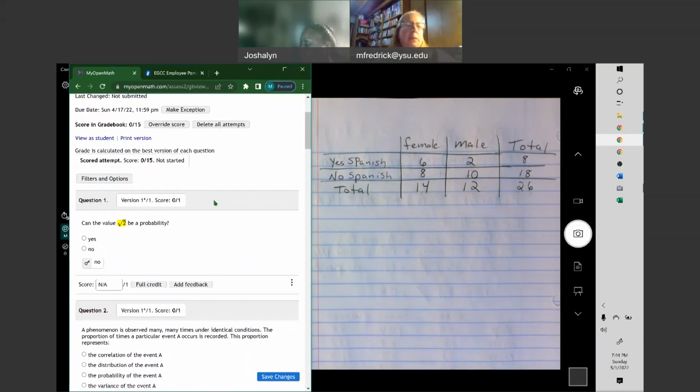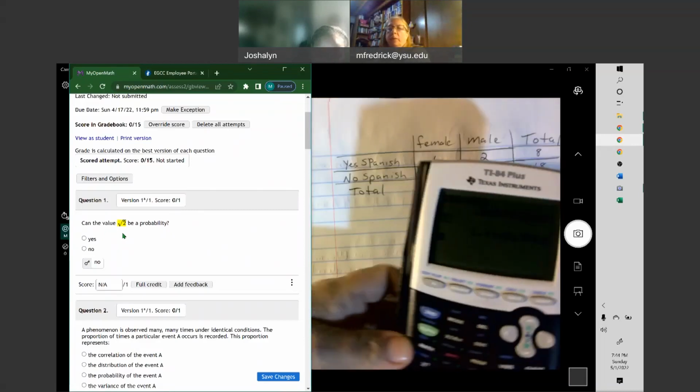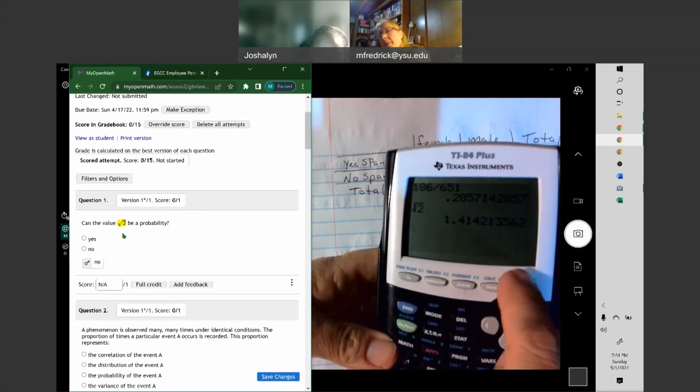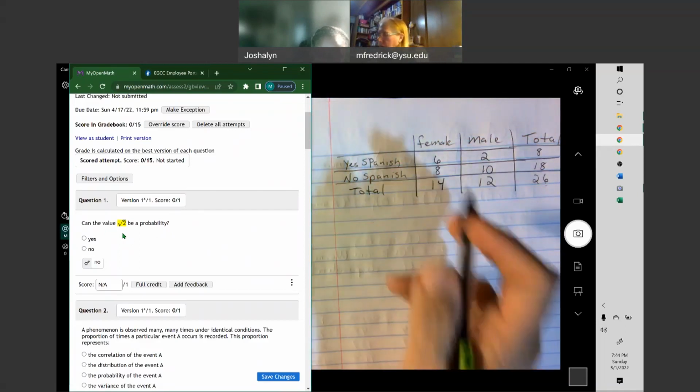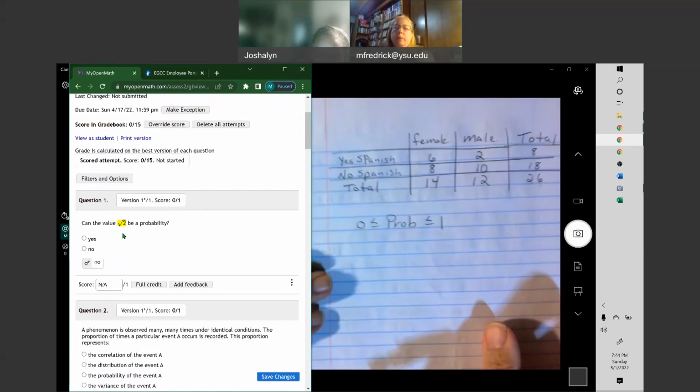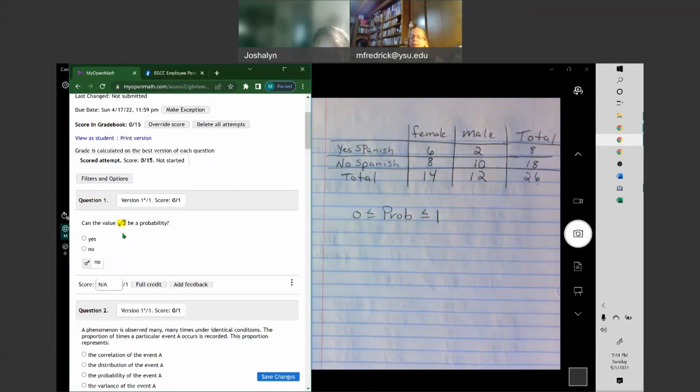The reason it cannot be a probability is that a probability is always between and including 0 and 1. The square root of 2 is 1 point something, 1.414, I think. A probability has to be between 0 and 1. So whenever you're finding a probability, it cannot be negative and it cannot be greater than 1.